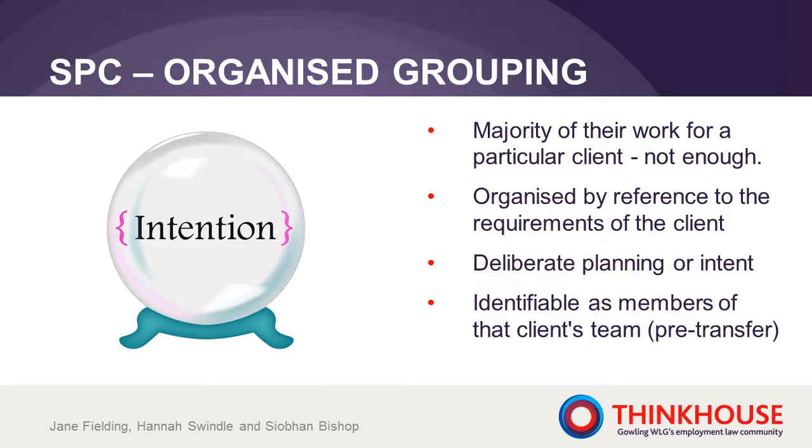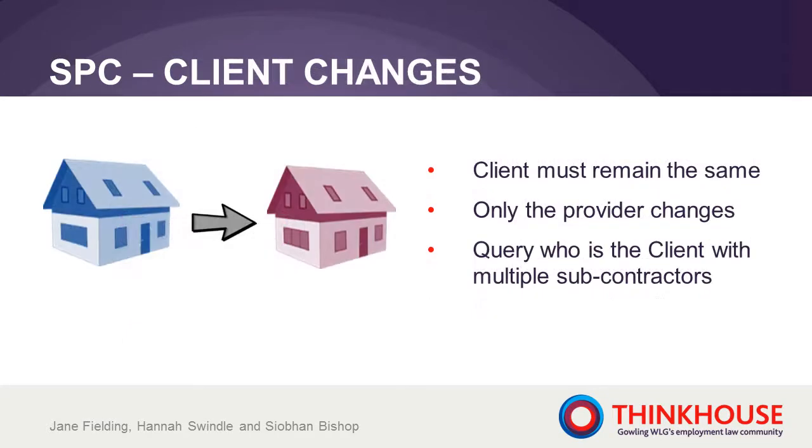For a service provision change, the activities must be provided for the same client before and after the transfer. If the identity of the client changes at the same time as the service provider, there won't be a service provision change. So this is often relevant in property transactions. You frequently get a situation where a building is sold and the seller terminates its service contracts, for example for cleaning or security, at the same time. So on completion of the sale, the buyer appoints its own suppliers to provide services at the property. As the client of the services has changed, there won't be a service provision change or a transfer of employees to the replacement provider of services.